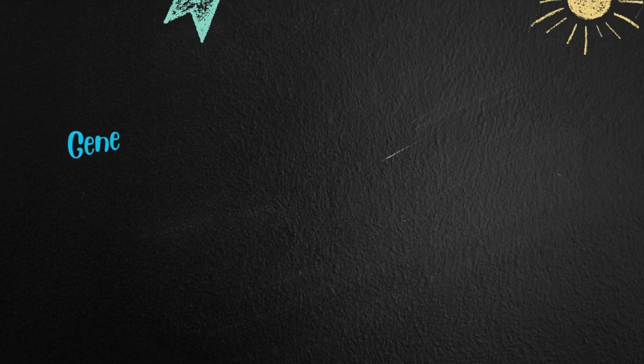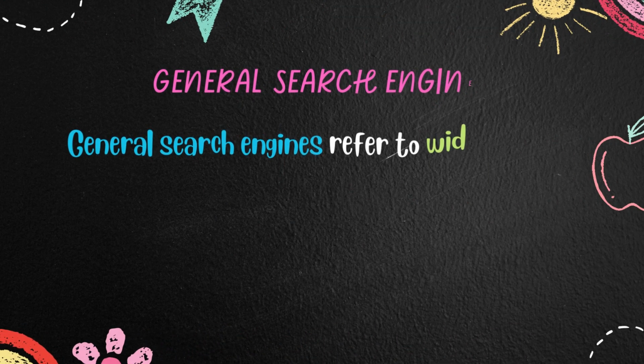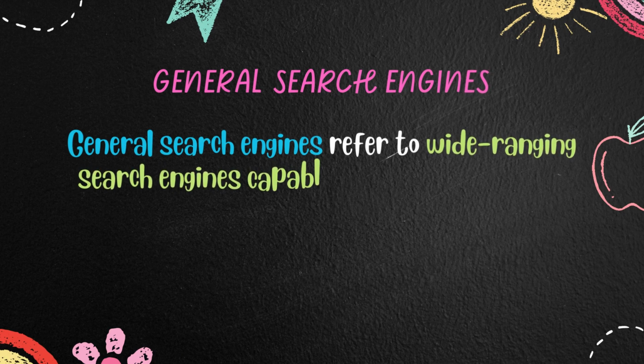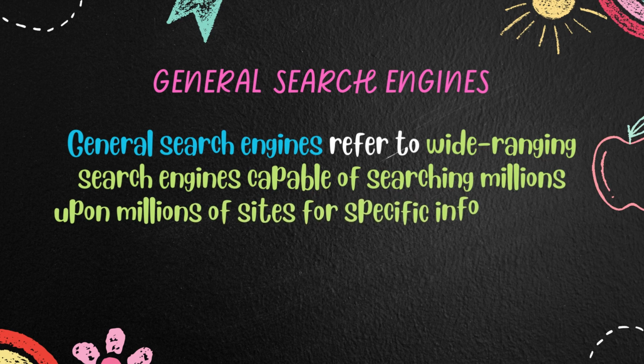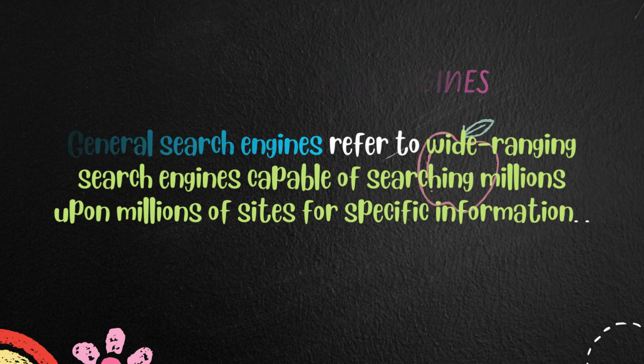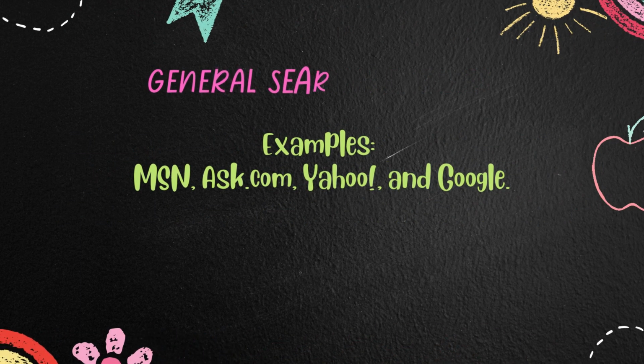The first type we have, of course, is the general search engine. A general search engine refers to wide-ranging search engines capable of searching millions upon millions of sites for specific information. Among the examples of that, of course, we have MSN, Ask.com, Yahoo, and the very famous Google.